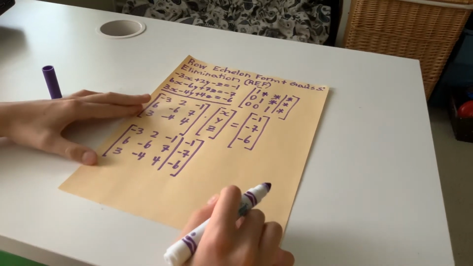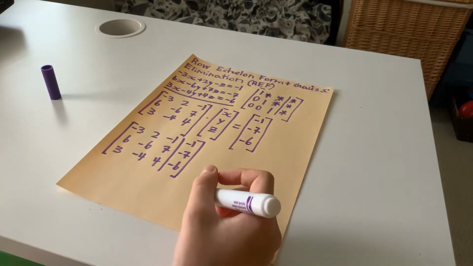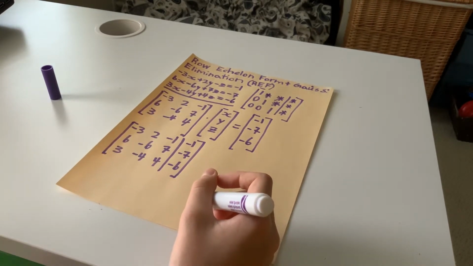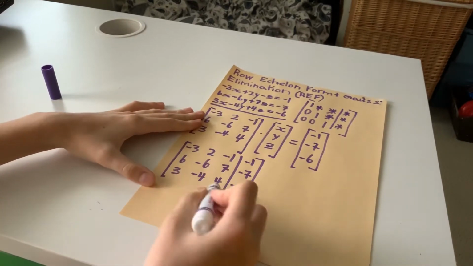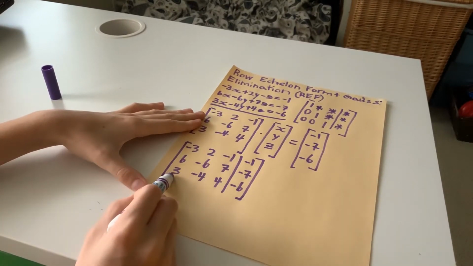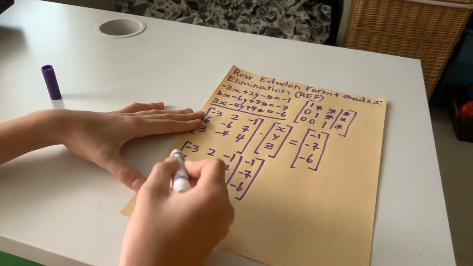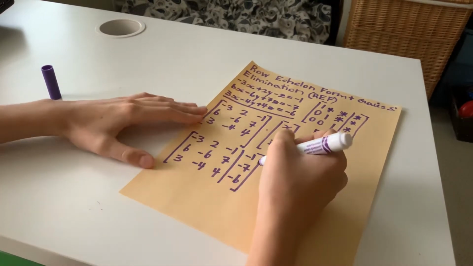Okay, so now let's get started with doing this. We're going to start off by getting this row to be a zero, to have a zero here, right? Because we want these three to be zeros. So let's do that real quick.